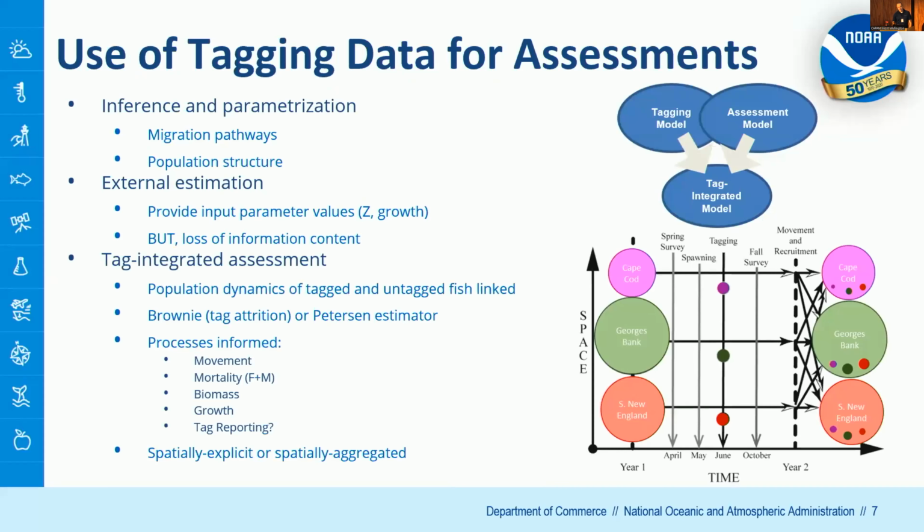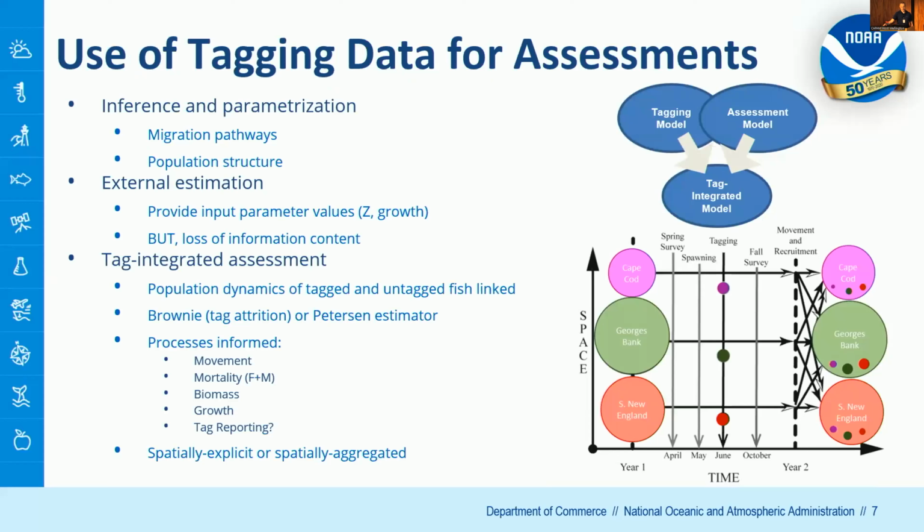So today I'm going to focus on the tag integrated aspect, incorporating the tagging data directly into the assessment. Essentially you have a tagging submodel, with the number of releases by area, things like that. You put those into your model, you model them simultaneously with your untagged population, you have combined objective functions, and you use that to estimate different parameters that are shared across tagged and untagged populations in your assessment.